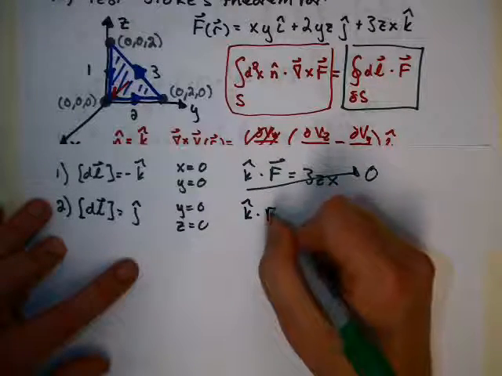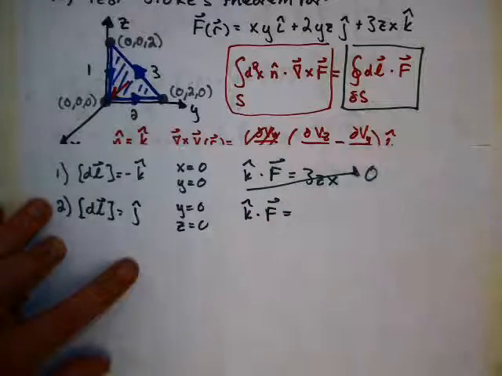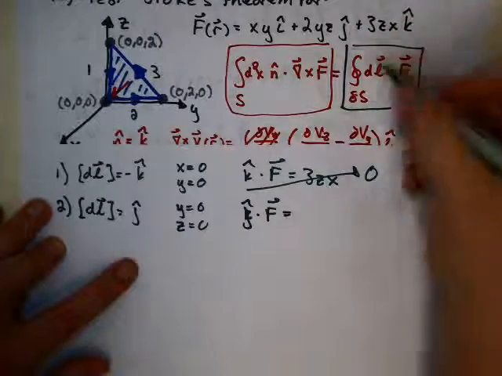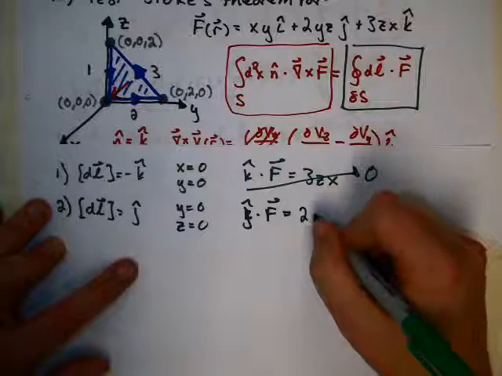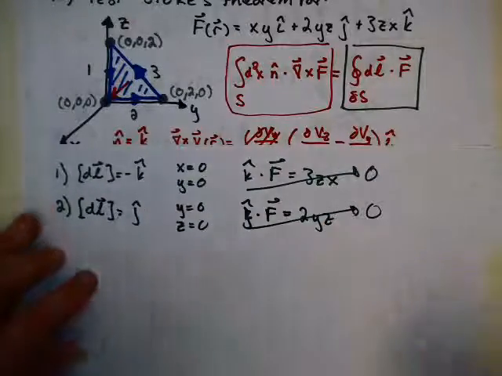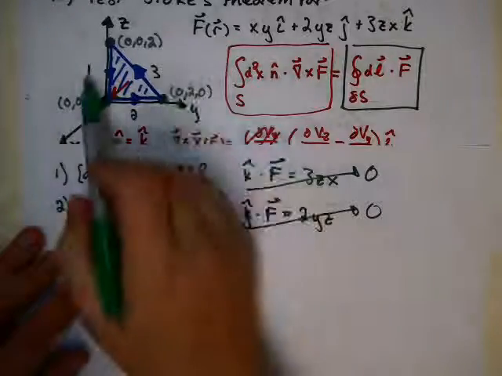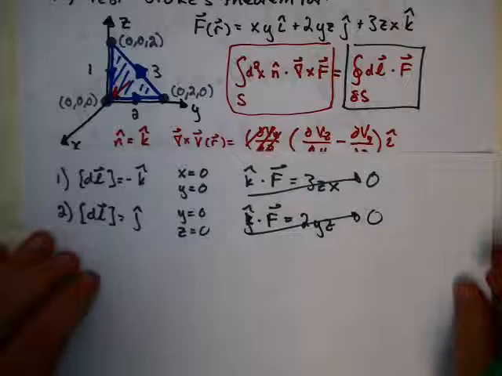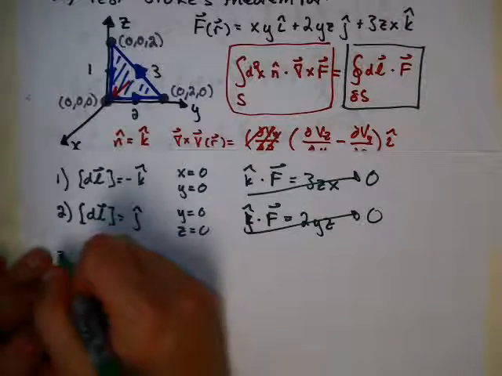So k hat dot f vector is going to be 0, and j hat dot f vector is going to give 2yz, but at z equals 0, this is going to give 0. So I have no contribution from either leg 1 or leg 2. So the final thing is to evaluate the contribution for leg 3.